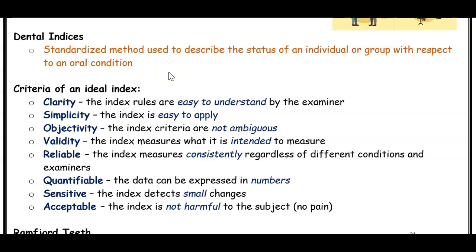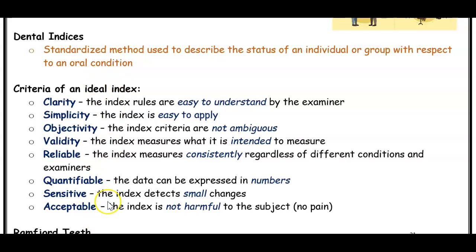So we're going to look at many different examples of dental indices, which is a method used to describe the oral condition of one person, of a population, or of a group. Dental indices will always give you a number at the end.